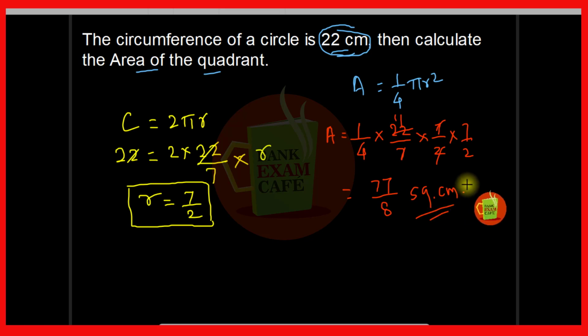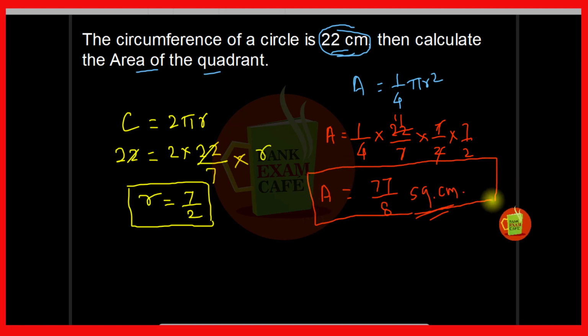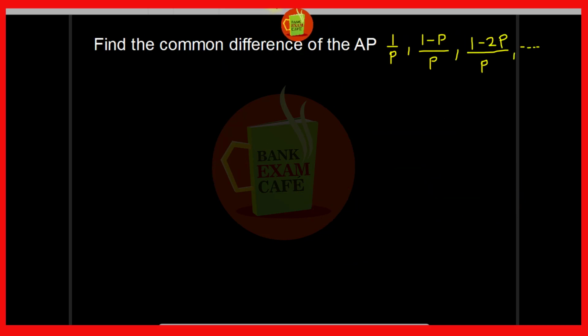Don't forget to write the unit, because the unit has half a mark. If you do not write the unit, your half marks will be deducted, and therefore the area of the quadrant is equal to 77 by 8 square centimeter. Highlight this answer also. Now move to the next question.